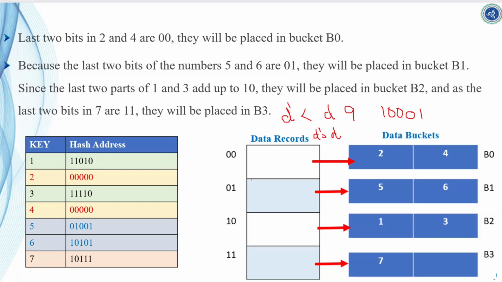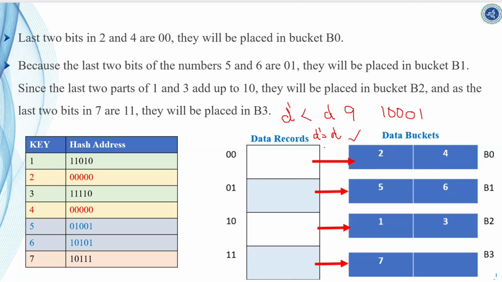Which case is this? Here the D prime value is equal to 2 as well as the D value. D prime is the local depth, which is 2, and the global depth is also 2. So this is the case. When they are equal, you have to do two things: both bucket splitting and directory expansion have to be done, and increment the value of depth by 1.